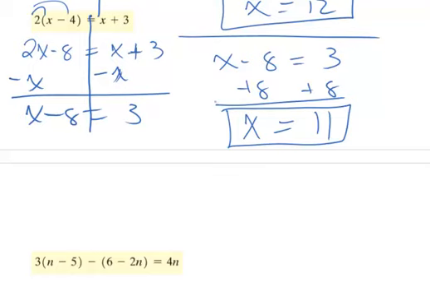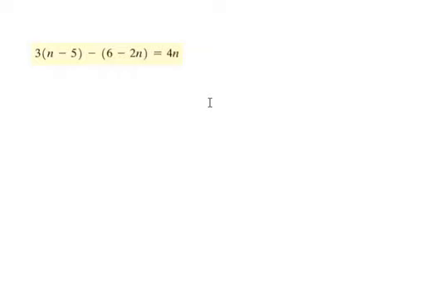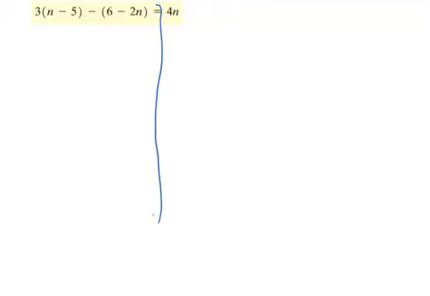Alright, so we have one more problem here in 9.1, which is this one right here. And again, I'm going to go ahead and take my time with this problem. Here's my equal sign, so I'm going to draw my line there. Let's distribute our 3. So that's going to leave me with 3n minus 15. Now, I'm going to think of this right here as a negative 1, and I'm going to distribute that negative 1 to both sides. So that's going to give me a negative 6 and a positive 2n equals 4n. Okay, so let's make sure that looks like a positive 2n. There we go.